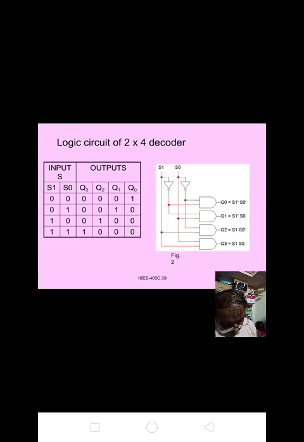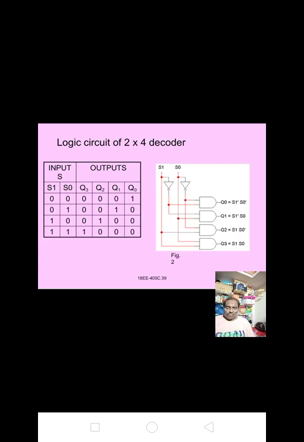According to the inputs, we want to wire each and every AND gate to the inputs. If it is 1, we want to take the input as it is. If it is 0, we want to take the inverting input. That is, for Q0 it is S1 bar, S0 bar. For Q1, S1 bar, S0. For Q2, S1, S0 bar. For Q3, S1, S0. These are the equations for the outputs.